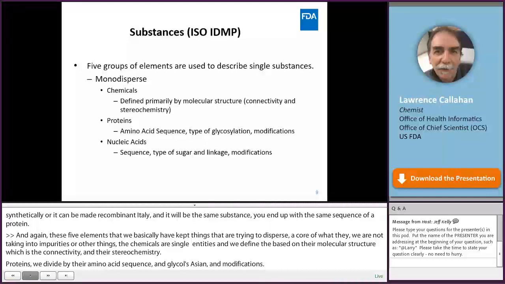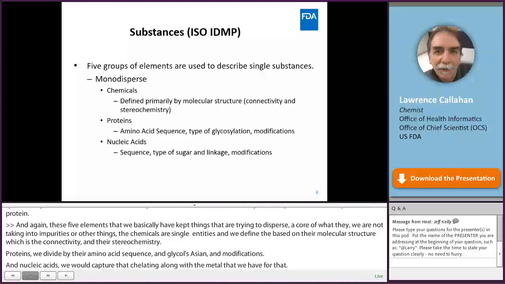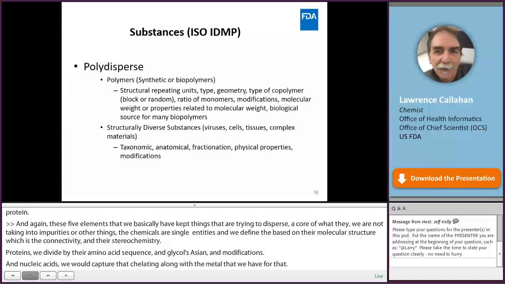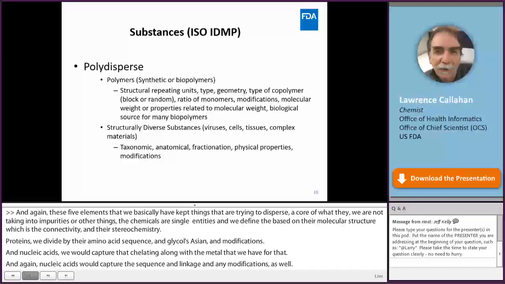And again, nucleic acids, we would capture the sequence and the linkage and any modifications as well. And again, these are all monodispersed chemicals. Polydispersed would be polymers, and polymers are sometimes some of the most difficult things for us to describe.